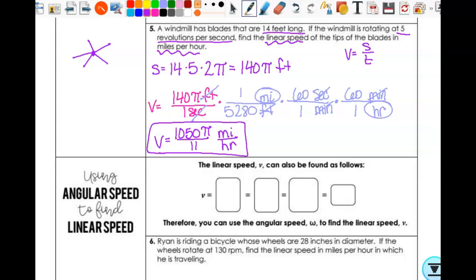Any questions at all? And I know these have all come out like fractions. It is possible that they could divide evenly. I mean, more often than not, it doesn't. But you could just get like 237 pi miles per hour or whatever. That might be it. Okay, any questions at this point?